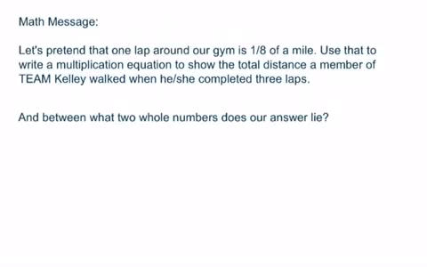Okay, so the math message for today. Let's pretend, because I really don't know if this is true, that one lap around our gym is 1/8 of a mile. Use that to write a multiplication equation to show the total distance a member of Team Kelly walked when he or she completed 3 laps. And then after you do that, between what two whole numbers does our answer lie? Okay? 2 questions. Figure those 2 things out in your notebook. When you're done, come back and check it out.